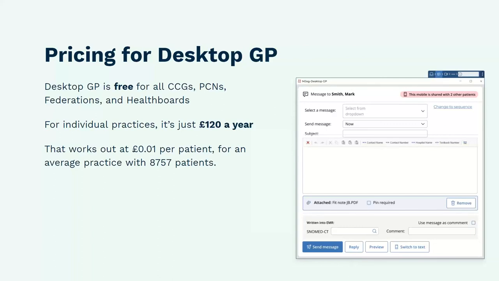And for individual practices not funded by a CCG, it is just £10 a month per practice. So very affordable. That works out at less than 1p per patient for an average practice with 8,757 patients, which is the kind of growing average, which is quite scary, really. That's a lot of patients. I know that some practices have over 20, 30, 40,000. So lots of work there.